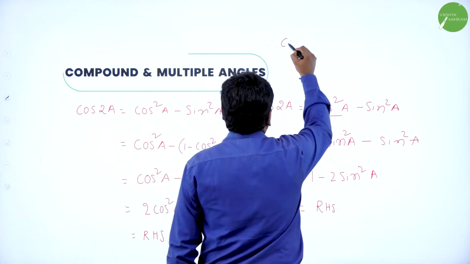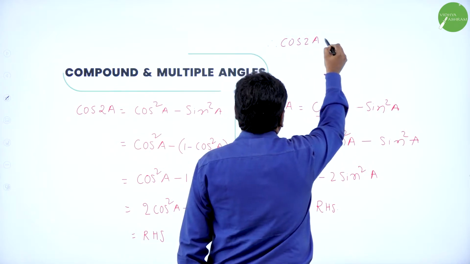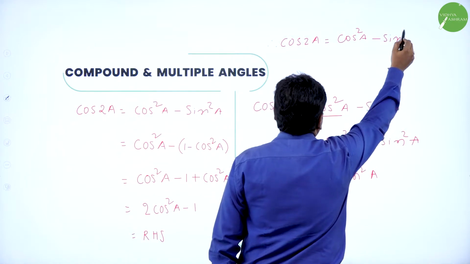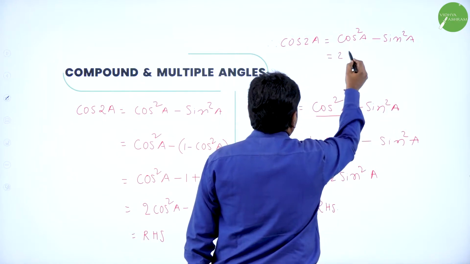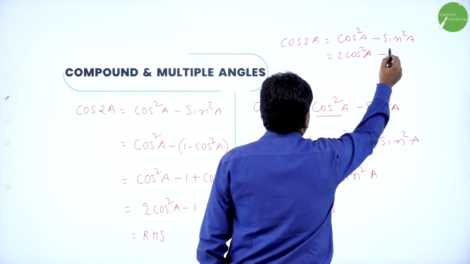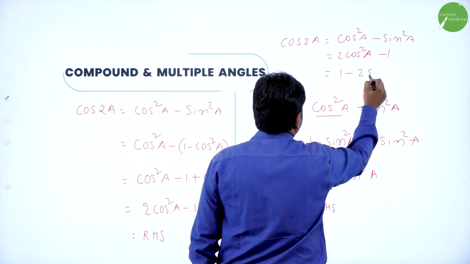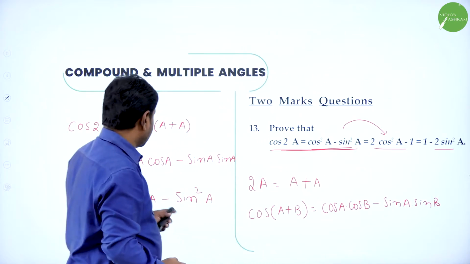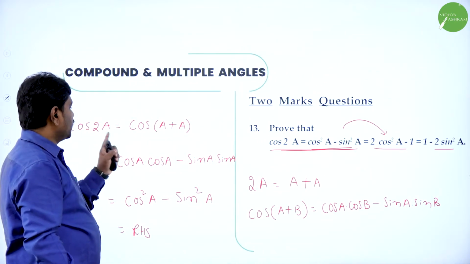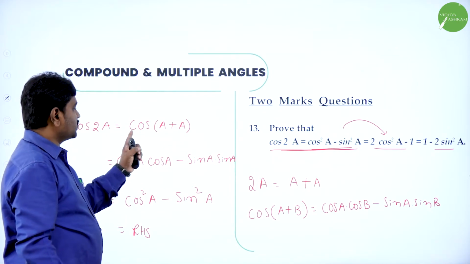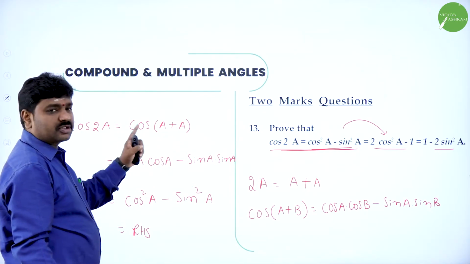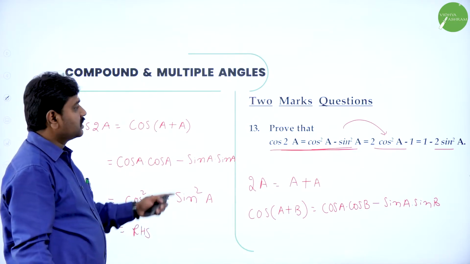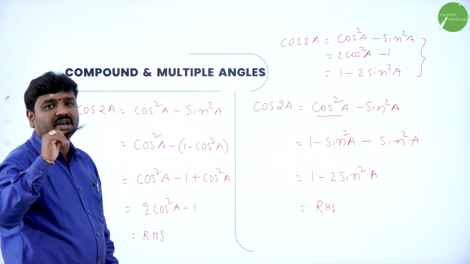Therefore cos 2A can be written as cos square A minus sin square A, or we can write it as 2 cos square A minus 1, or 1 minus 2 sin square A. All three proofs we have done. First arrive at cos square A minus sin square A: cos 2A you take as cos of A plus A, which is in the form of cos of A plus B. Cos of A plus B is cos A cos B minus sin A sin B. Simplify, you will get cos square A minus sin square A, then substitute to get the required value.